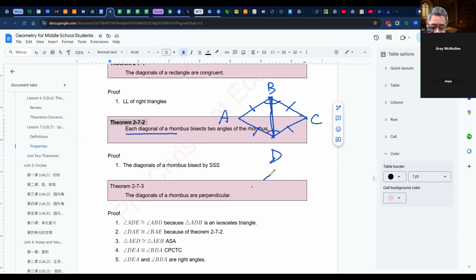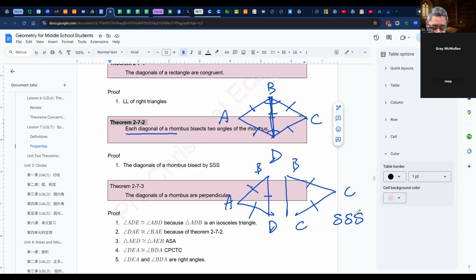One is ABD. Another triangle is CBD. And we know this side is congruent to this side, this side is congruent to this side, and this side is actually the common side. So these two triangles are congruent by SSS. So therefore, this angle is congruent to this angle, and this angle is congruent to that angle. So therefore, this bisects the two angles.